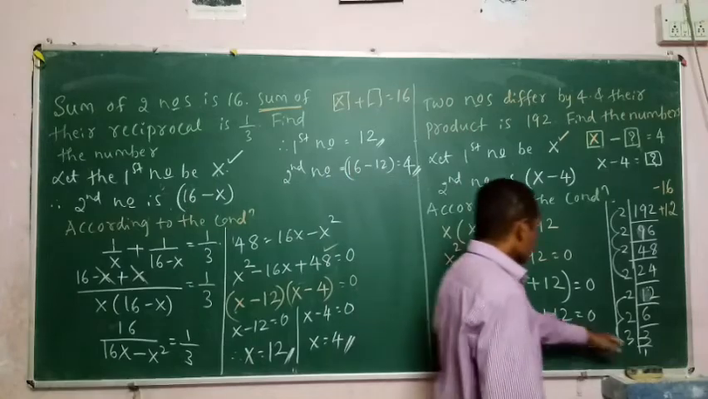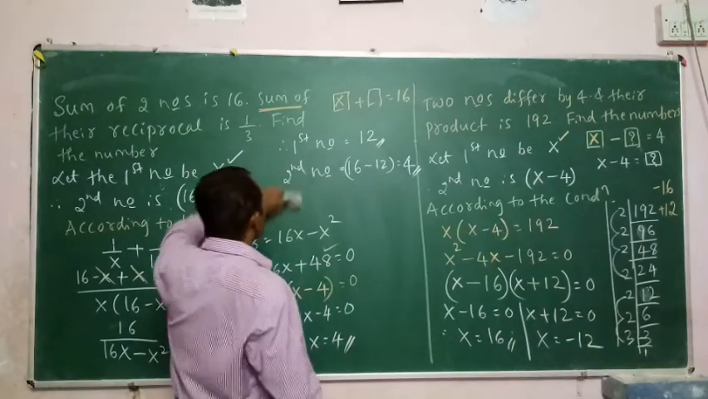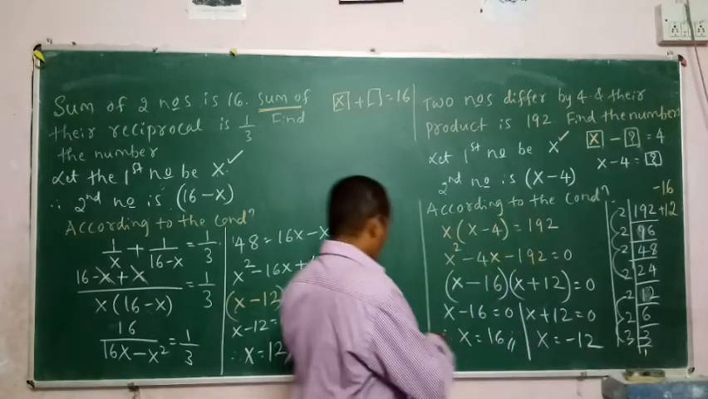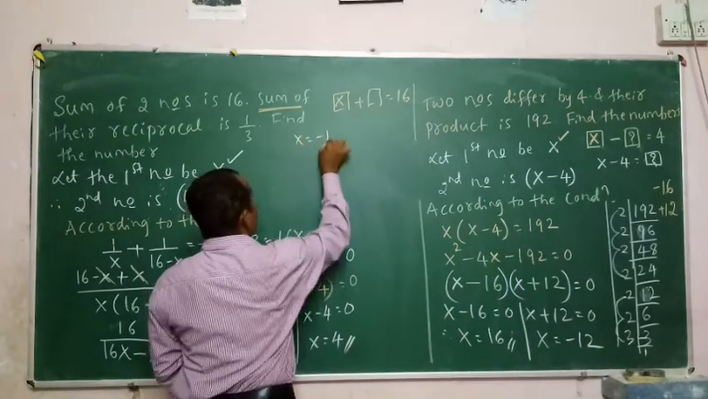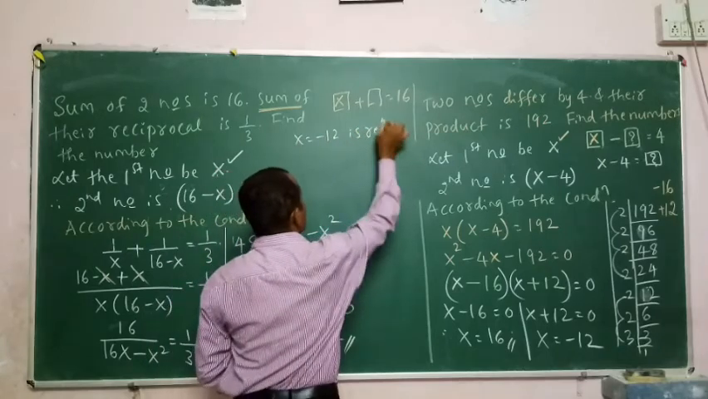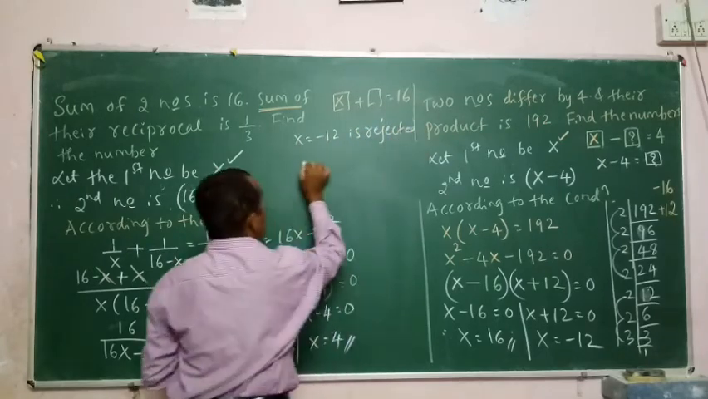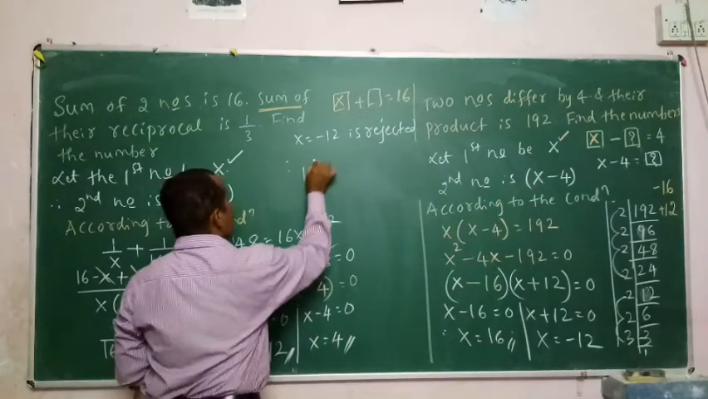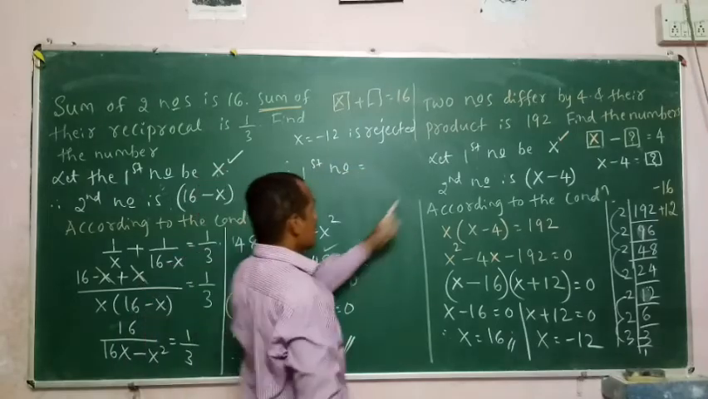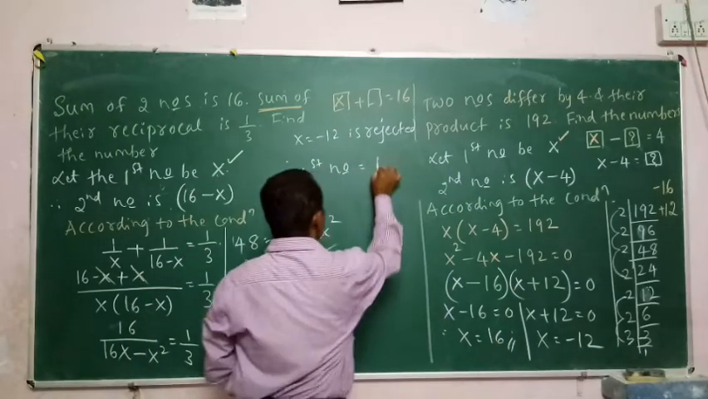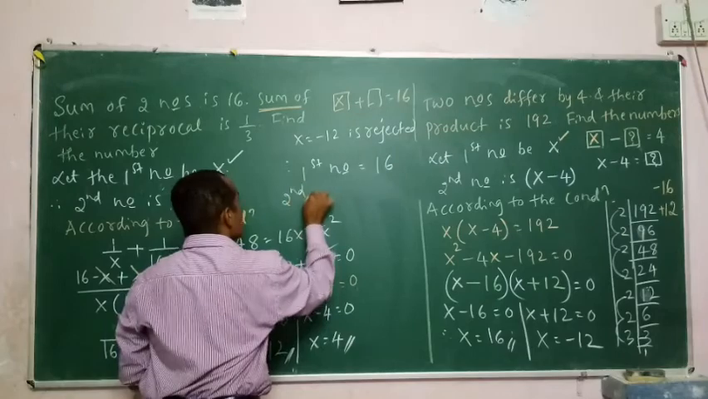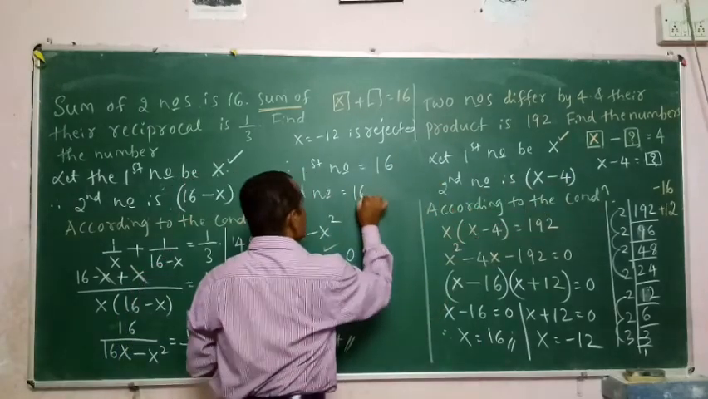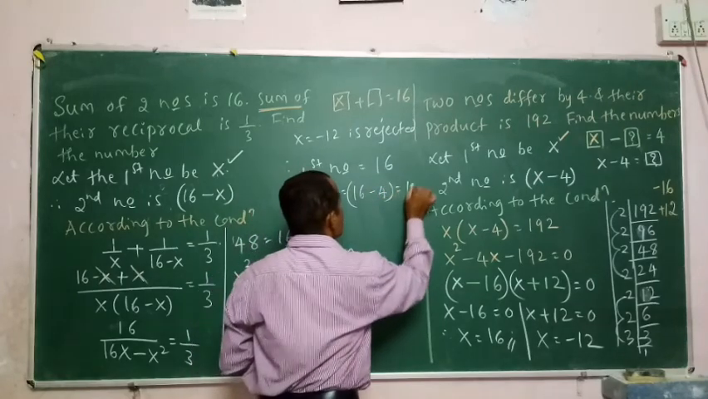Find the number. When they ask you to find the number, I will reject minus 12. x is equal to minus 12 is rejected. Therefore, x is equal to 16. Therefore, the first number is x, which is equal to 16. And the second number is 16 minus 4, answer is equal to 12.